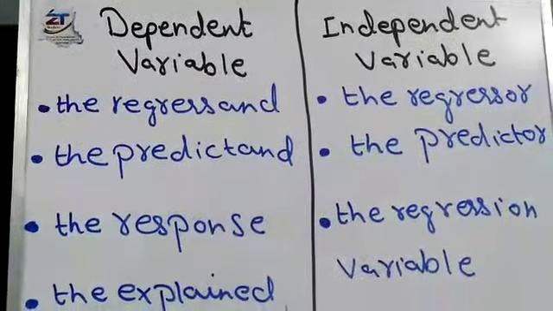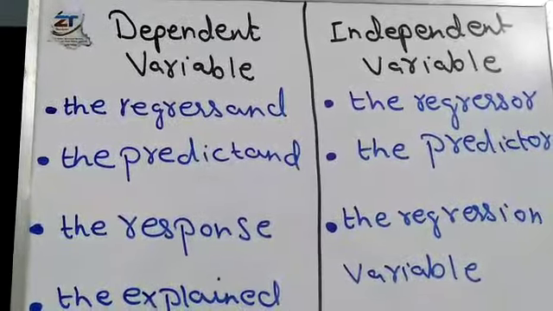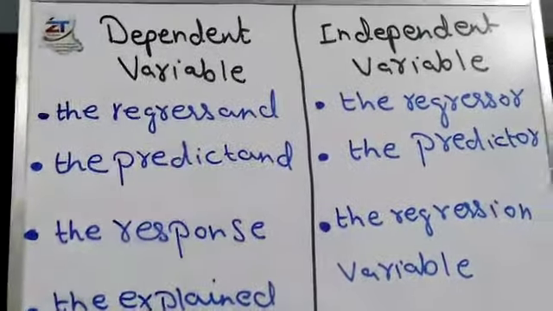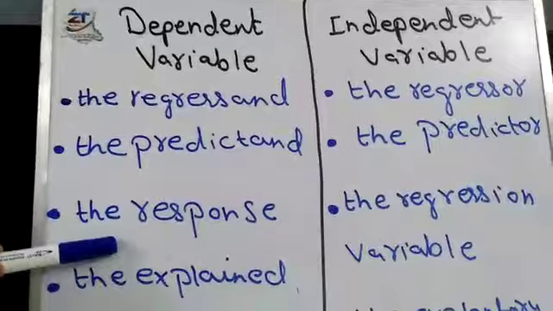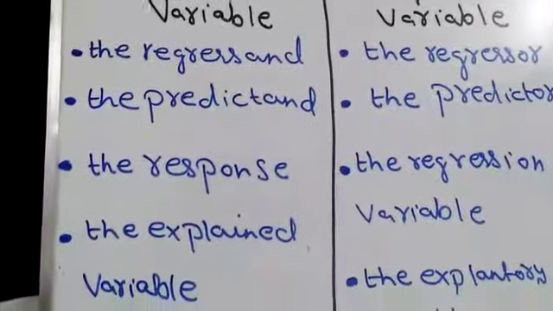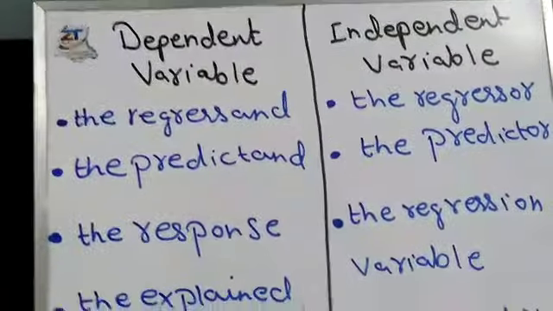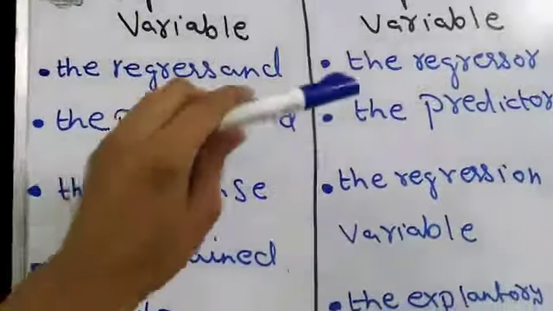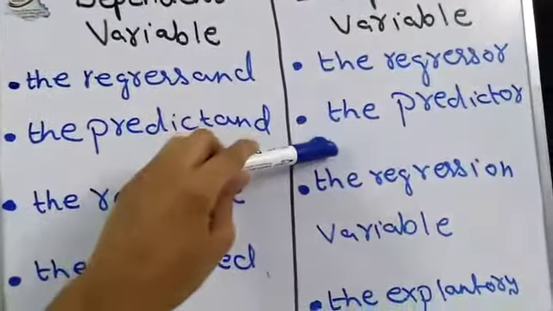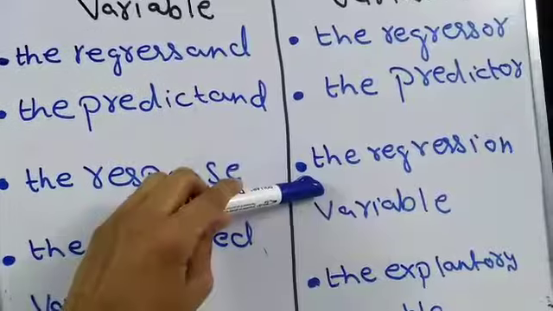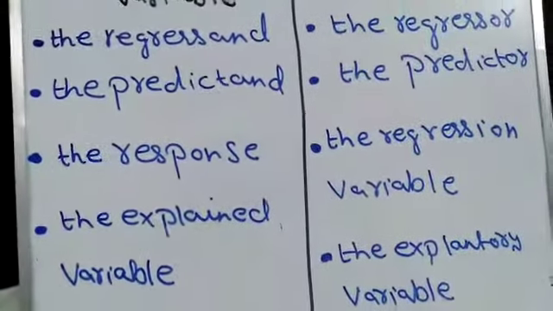The dependent variable is also known as the regressant, the predictant, the response, the explained variable, whereas the independent variable is also called the regressor, the predictor, the regression variable, and the explanatory variable.